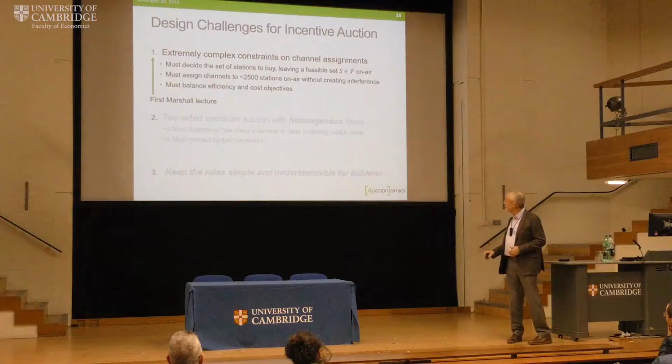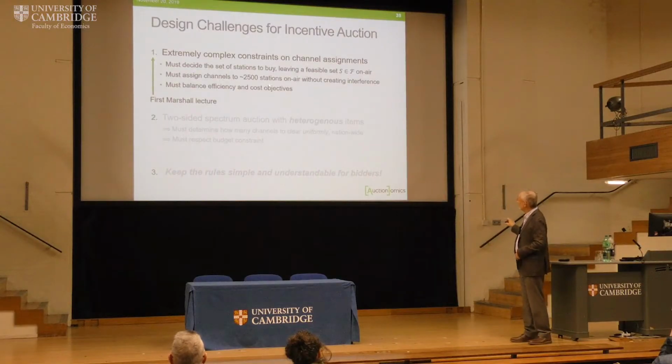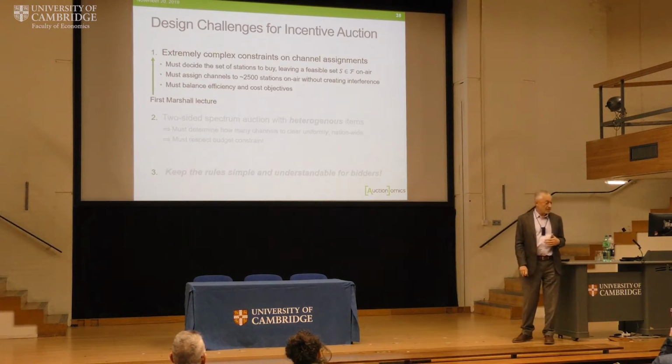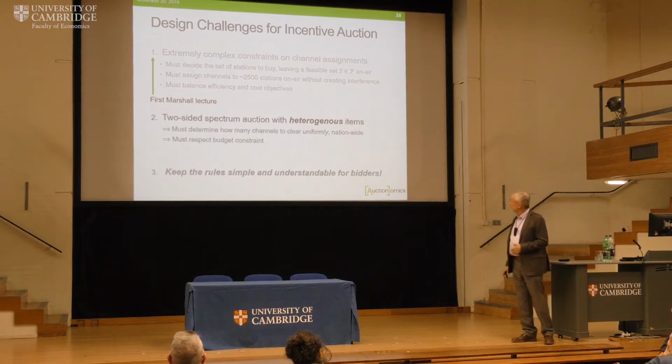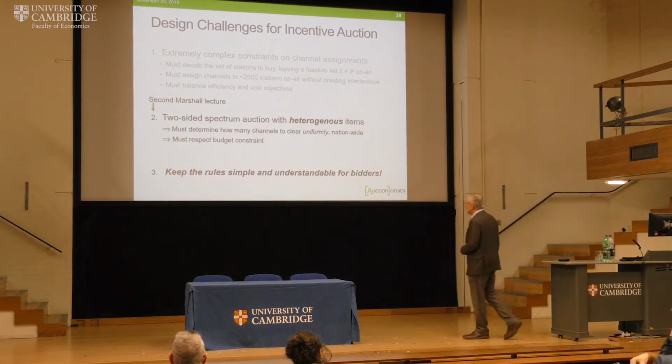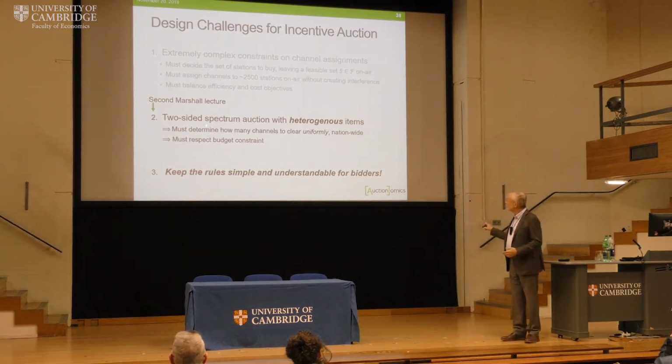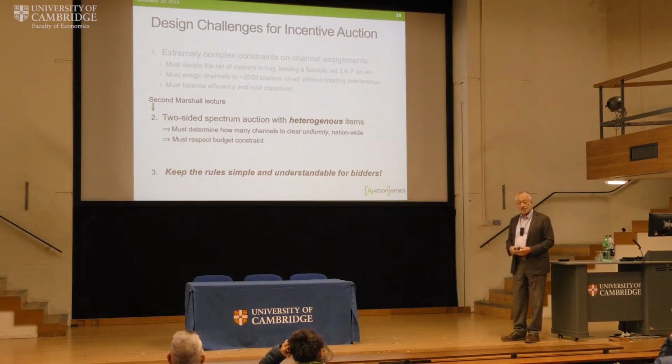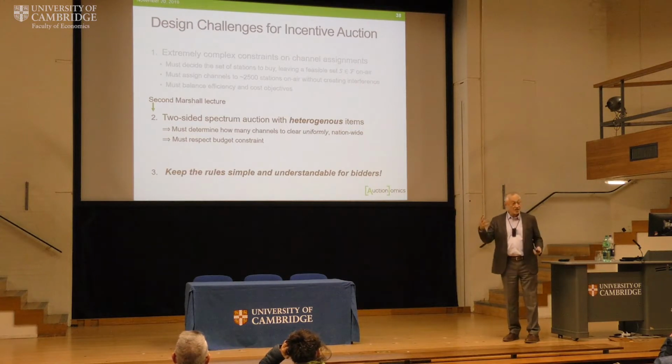Okay, so that's what we covered yesterday. There were about 2,500 stations to put on the air. We had to balance efficiency and cost objectives. That was the topic of the first lecture. For the second lecture today, we're going to be talking about the second issue, which is that this is actually a two-sided auction with heterogeneous items, and we have to decide how many channels to clear.